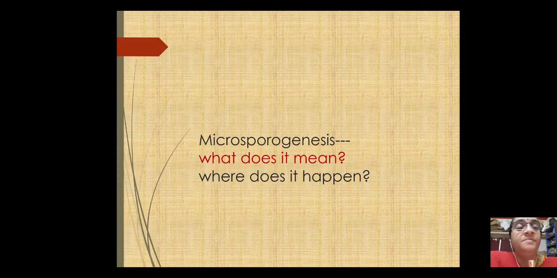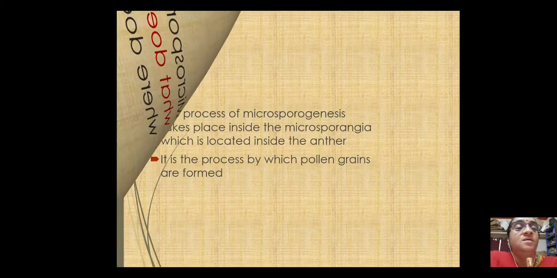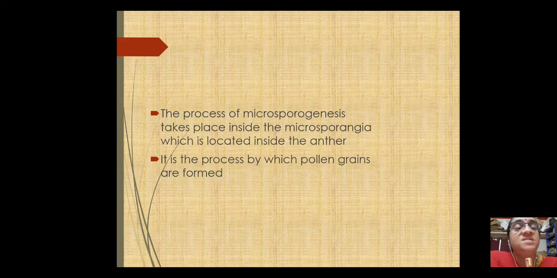Microsporogenesis and megasporogenesis have been dealt with in this particular chapter. Microsporogenesis actually, what does it mean and where does it happen? Microsporogenesis takes place inside the microsporangia, which are located inside the anther, and it is actually the formation of pollen grains.